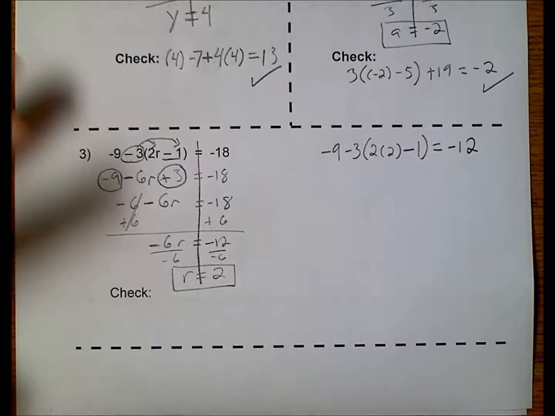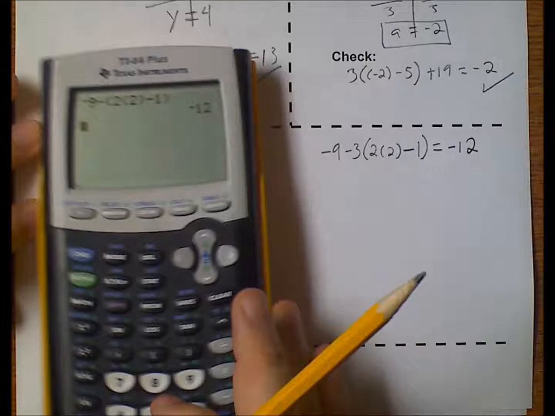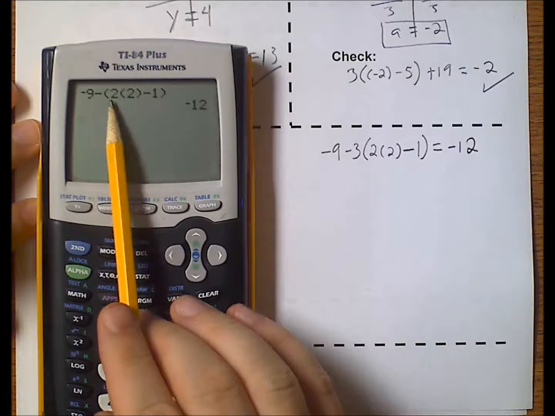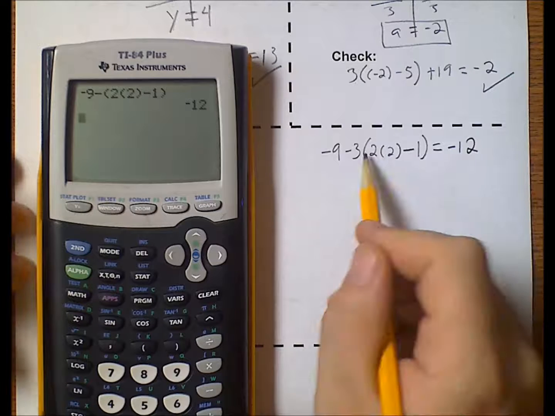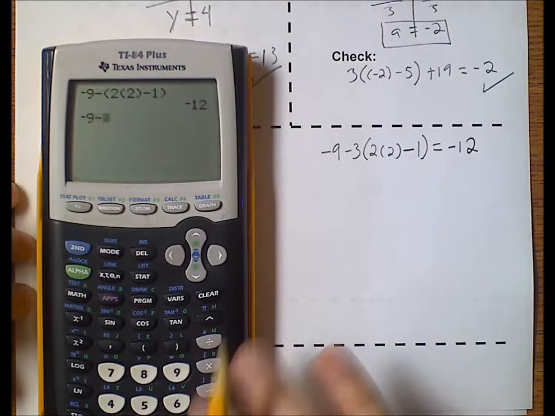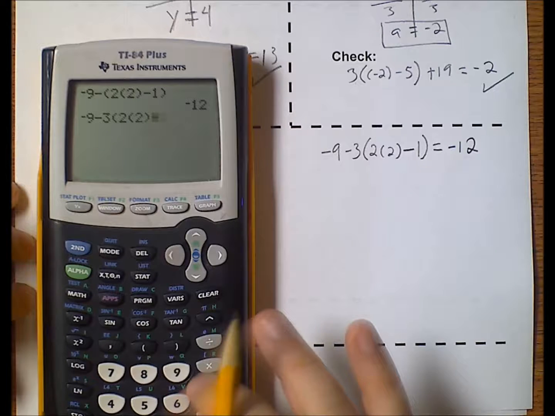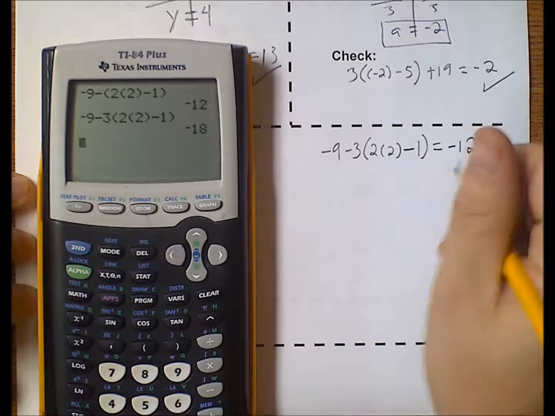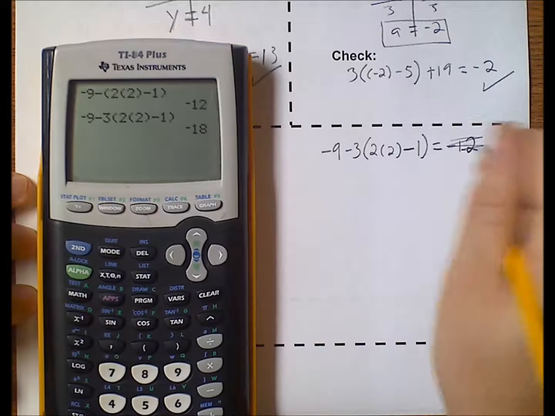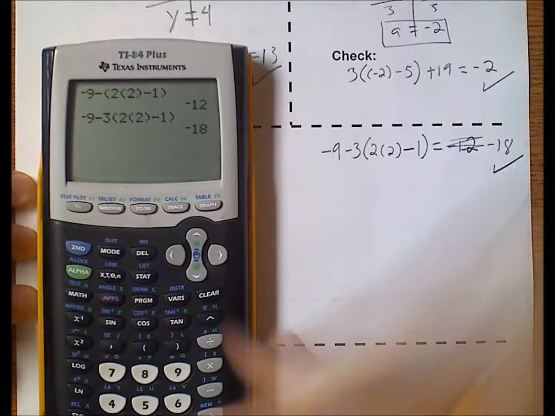So obviously I messed up somewhere, and I'm looking and I notice I didn't put the 3 in these parentheses. So let me do this again. Negative 9 minus 3, parentheses, 2 minus 1. That equals negative 18. And now it checks out.